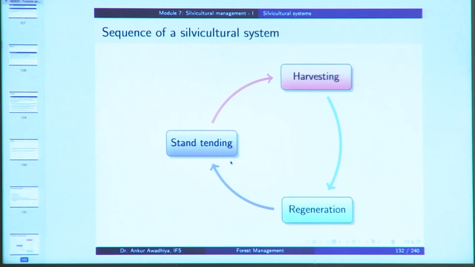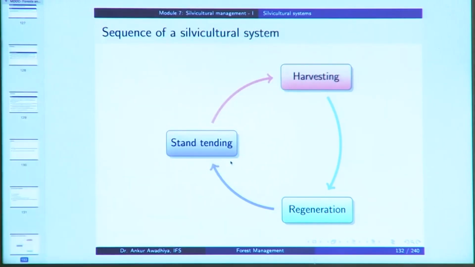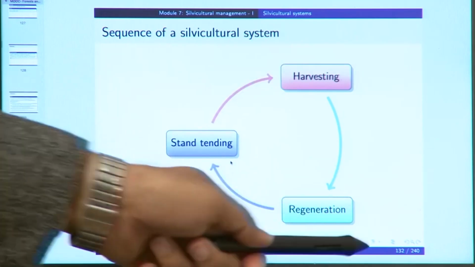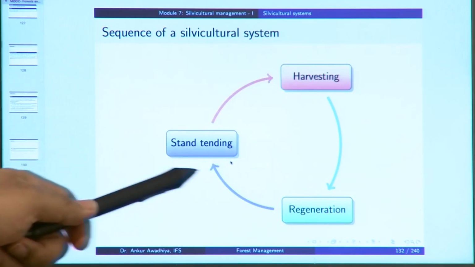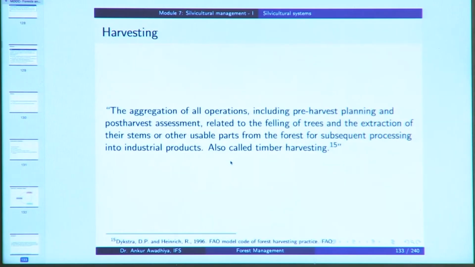Now, in the case of a silvicultural system, this is the sequence. You begin with harvesting of the site. So, you are cutting the trees, removing the timber, then you regenerate the site so that the young generation comes up, and then you do a tending of the stand so that it is able to form the new forest once again.